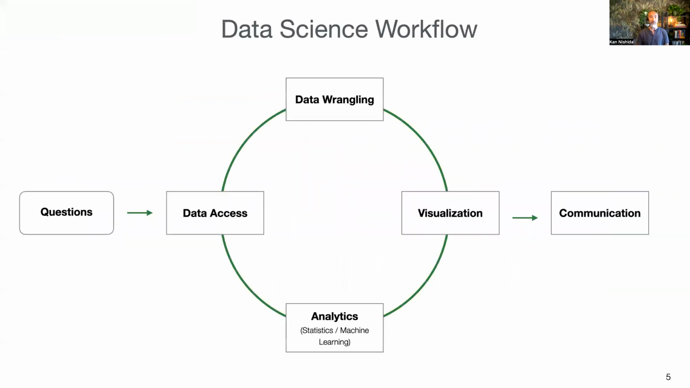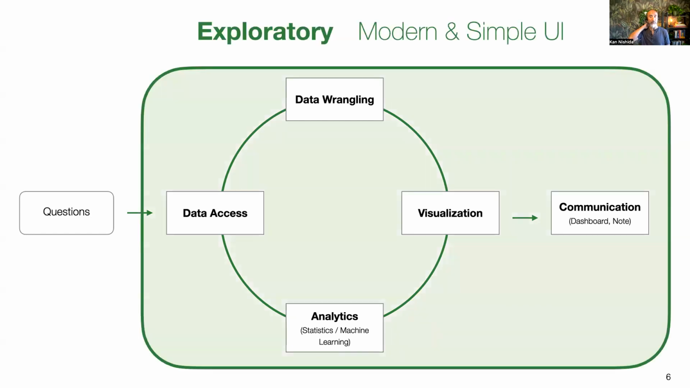And when we say data science, we mean accessing the data, transforming and cleaning up the data, which we call data wrangling, and visualizing and analyzing the data with various machine learning and statistical algorithms. Then once you get the insights that help you answer the business questions, you want to communicate with other stakeholders in your organization, or maybe outside the organization. So communication is also an important part. And Exploratory provides a modern and simple UI experience to do these five pillars of data science work.